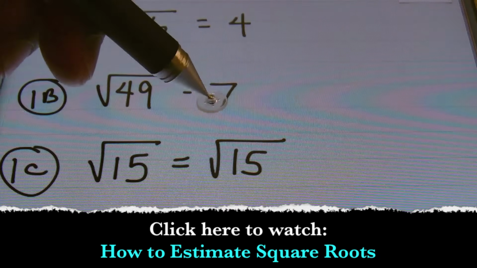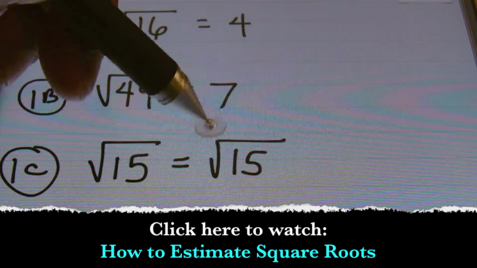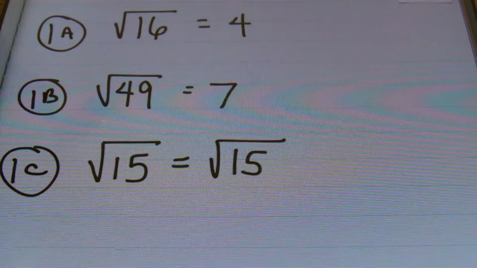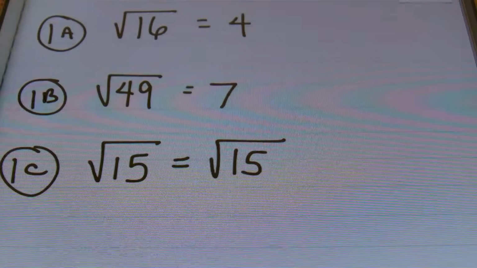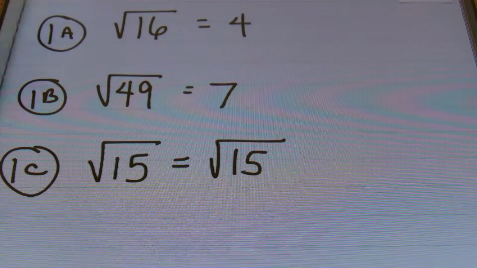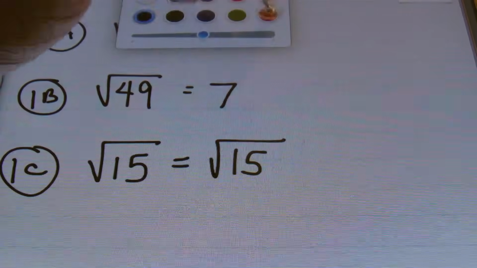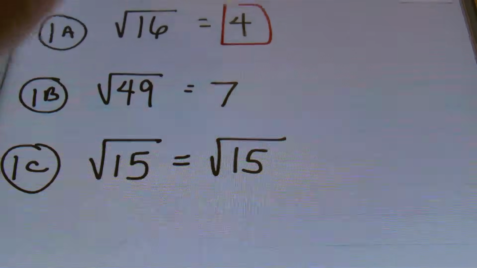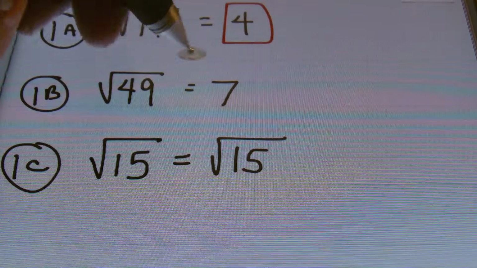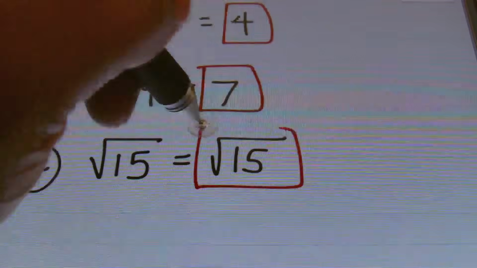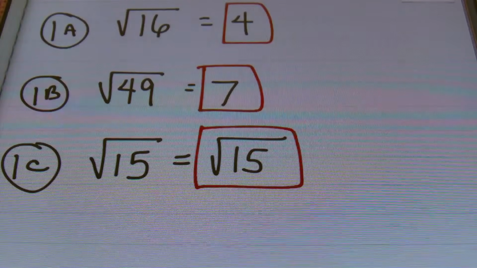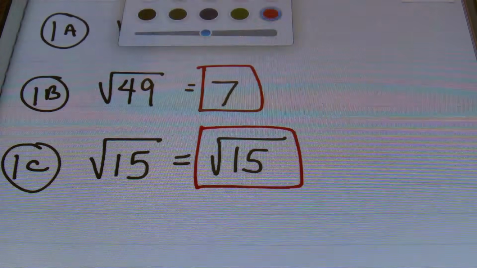Well, other than having to simplify to the nearest tenth, your answer of the square root of 15 will be just fine because there are no longer any factors of 15 that are perfect squares, so it can't be simplified any further. So as far as this lesson is concerned, our answer for 1a is 4, our answer for 1b is 7, and our answer for 1c is the square root of 15. In other words, it can't be simplified any further. All right, let's continue on.